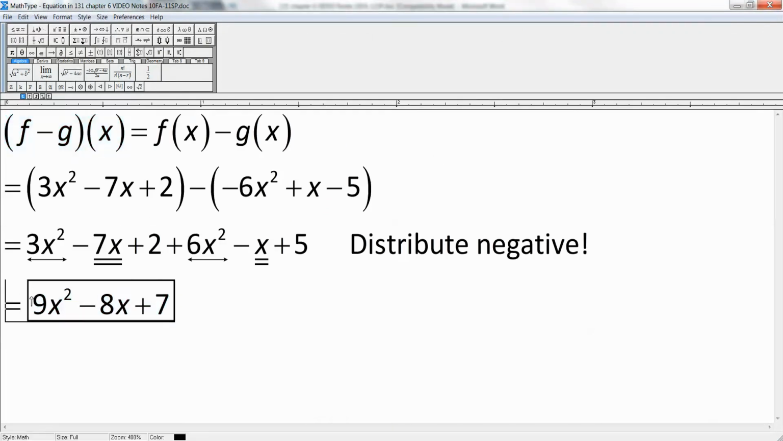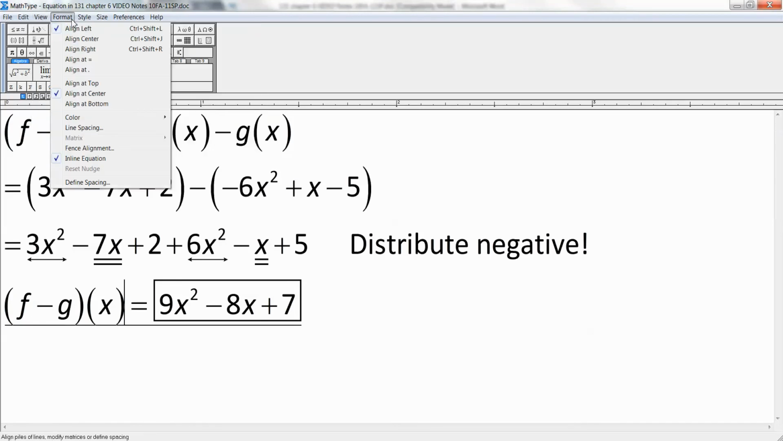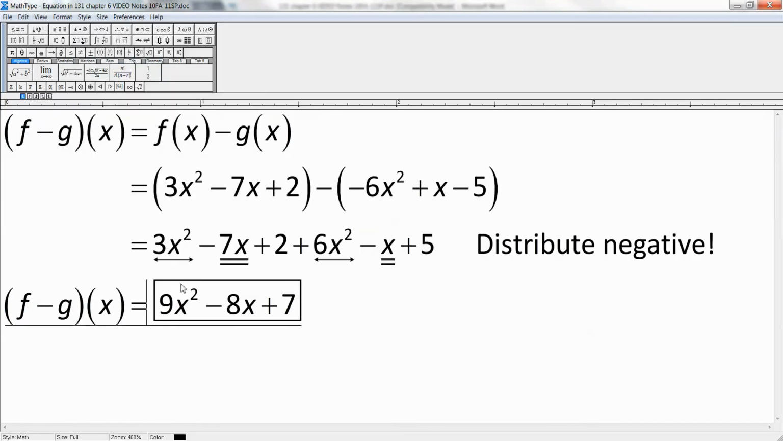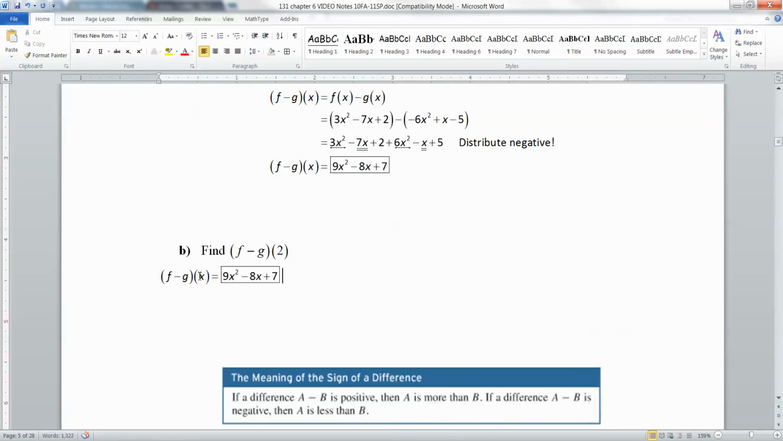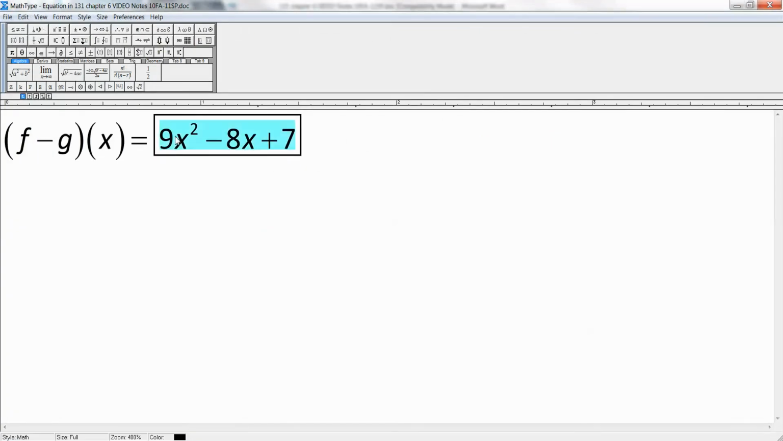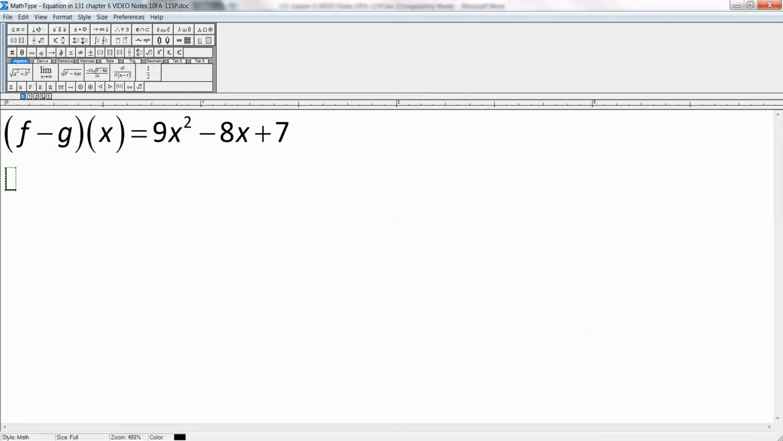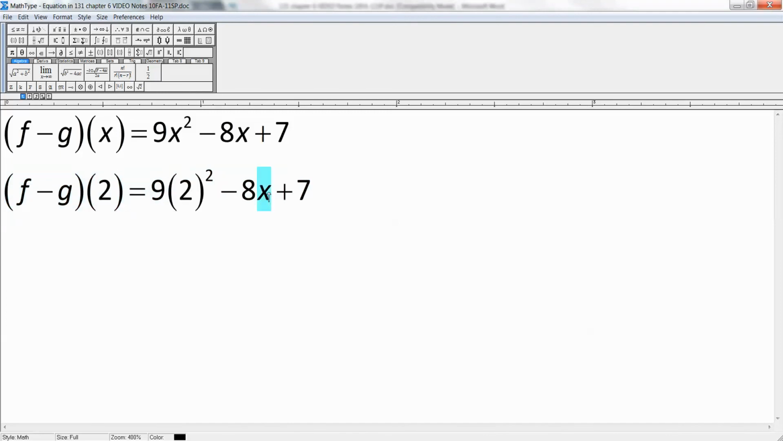Here, I'll put it right here. See if that helps. There we go. So f minus g is right here. And I'm going to take that function, I'm going to put 2 into it. So f minus g of x is this. So f minus g of 2 would be to put 2 in here. So every time there was an x, I'm going to put a 2.